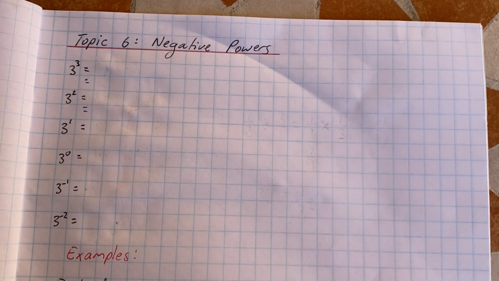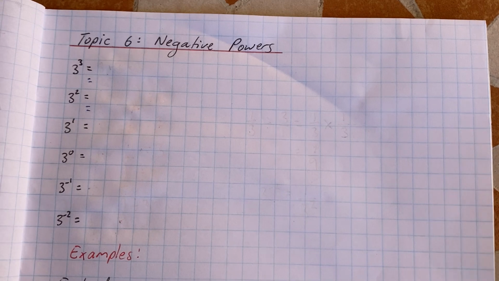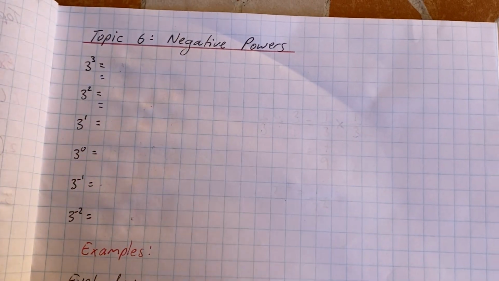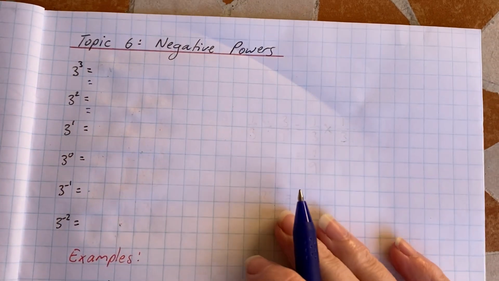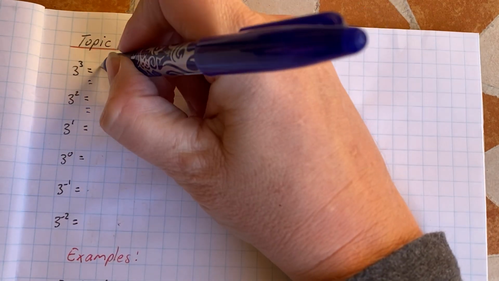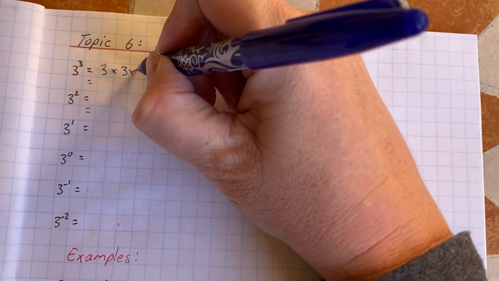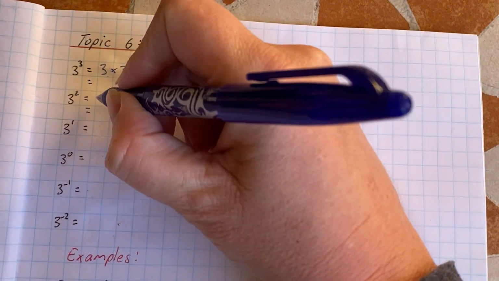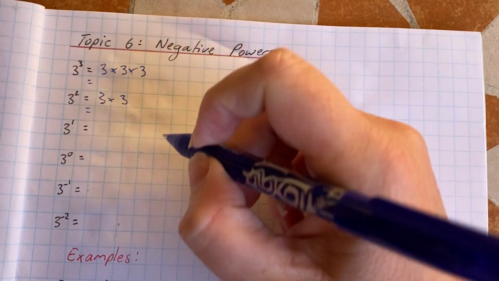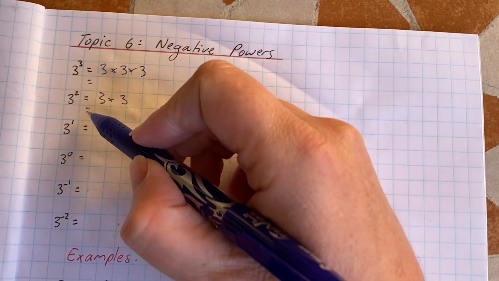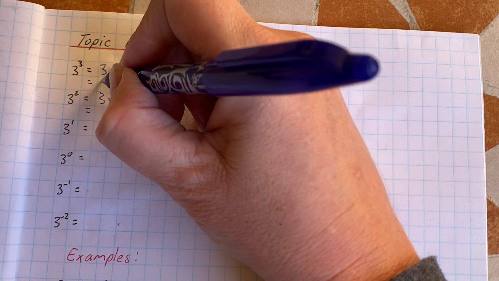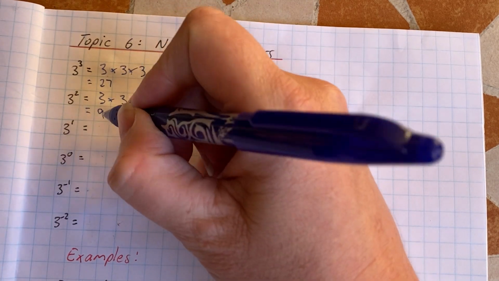Okay, so we're looking at what happens when a power is negative. Now, let's just start by looking at this thing that's very similar to what we had in the last video. So 3 cubed, that's 3 times 3 times 3. 3 squared is 3 times 3. I did have a space here to write the answer to that, but I may as well. So that one's 27, that one's 9.